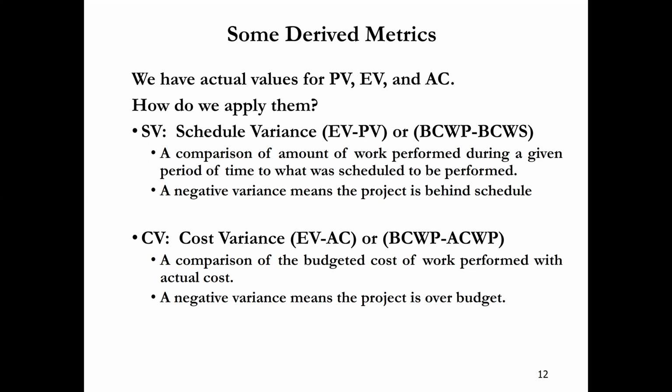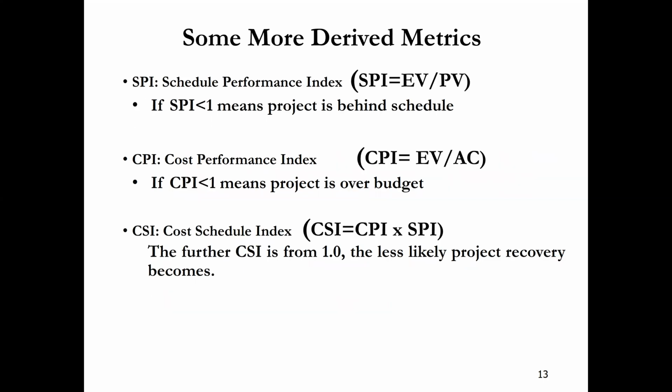Cost is high. So with this, we have some more derived metrics like schedule performance index (SPI). Schedule performance index is EV over PV. If SPI is less than one, it means that EV will be less and PV will be more. So the project is behind schedule.